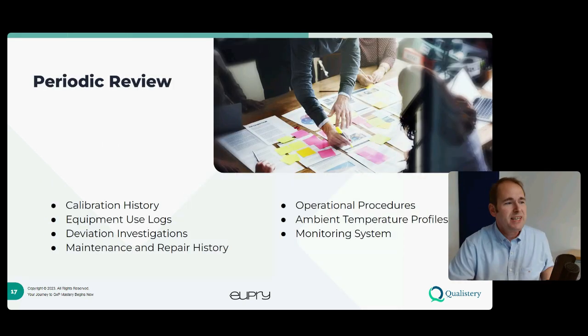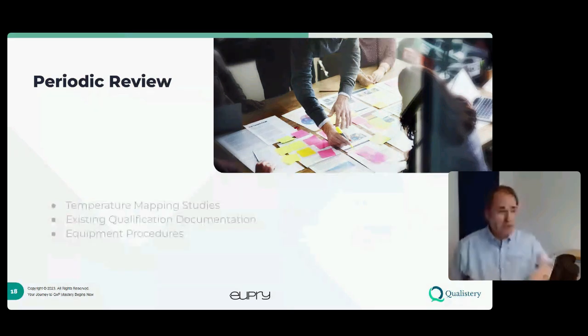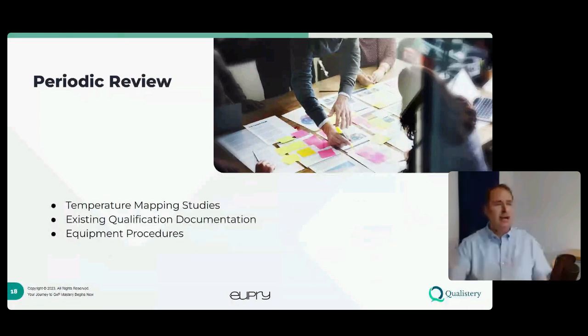So periodic review takes a look at things like the calibration history, equipment logs, deviation investigations, maintenance repair history, operational procedures, the ambient temperature profile in the room. We'll look at the monitoring system as well, the temperature mapping studies, and not just the last one, but the ones before, and then existing qualification documents and equipment procedures as well. So we're looking at everything, combining it together. We're trying to understand exactly how that system's operating and how we can go forward with it.